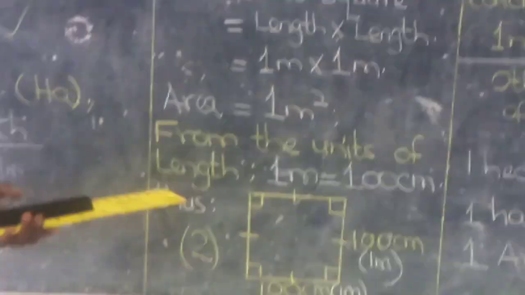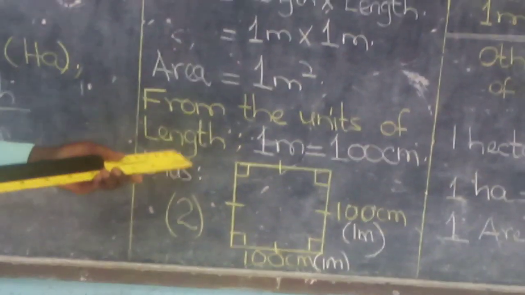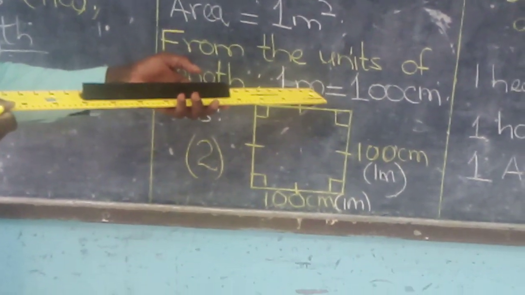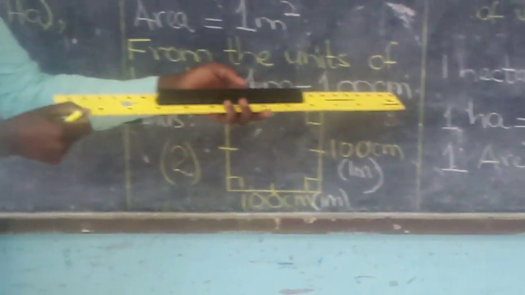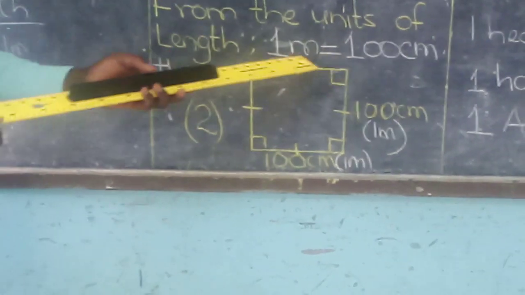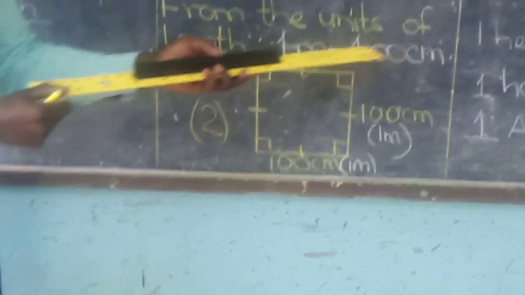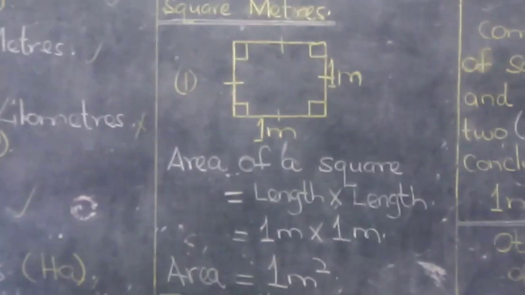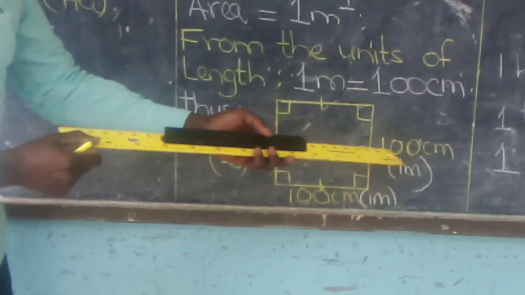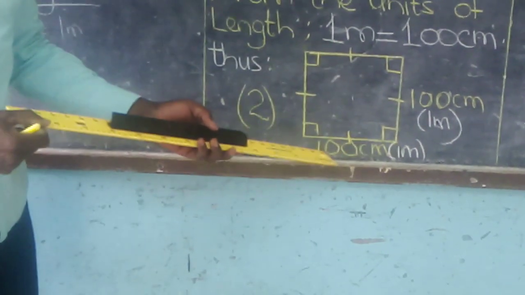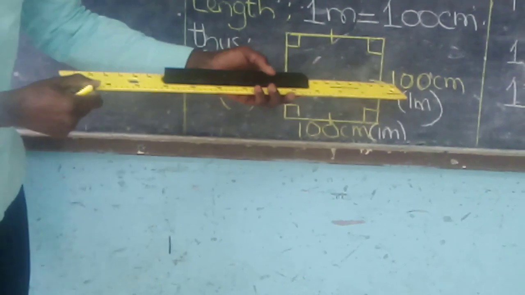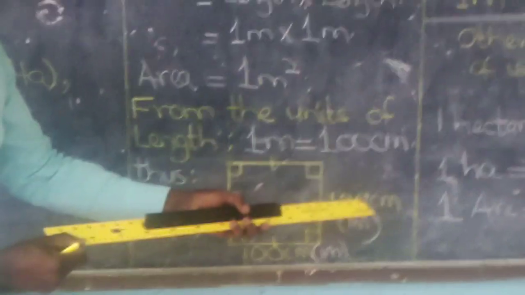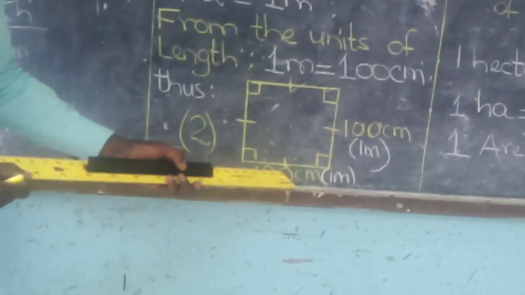From the units of length, like we did here, 1 meter is equal to 100 centimeters. Remember, this is 1 meter, it's not 1 square meter. And this is 100 centimeters, not 100 square centimeters. So for the units of length, we don't put square units, right? Thus, the same diagram, we have drawn it here, but now the measurements, we have put them in centimeters instead of meters, because 1 meter is equivalent to 100 centimeters. So instead of 1 meter, we have used 100 centimeters. Look at that, 100 centimeters by 100 centimeters.